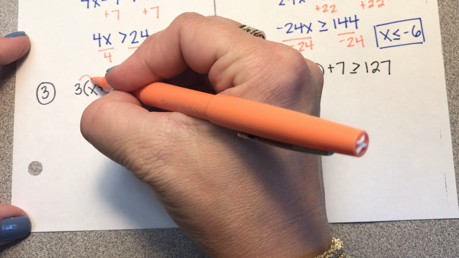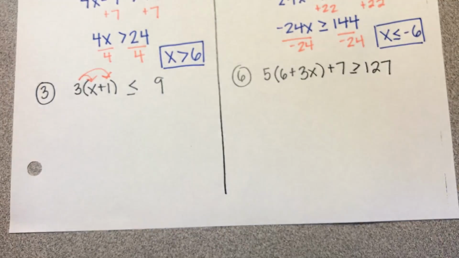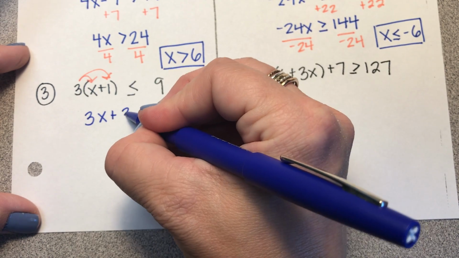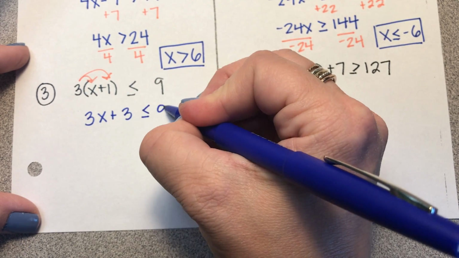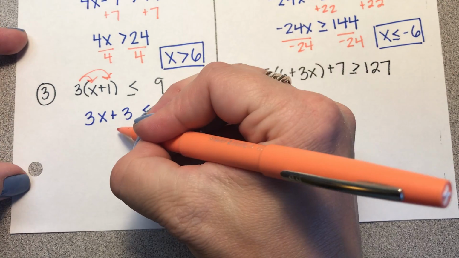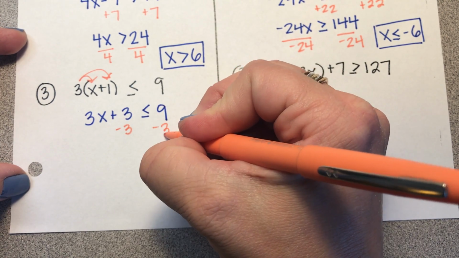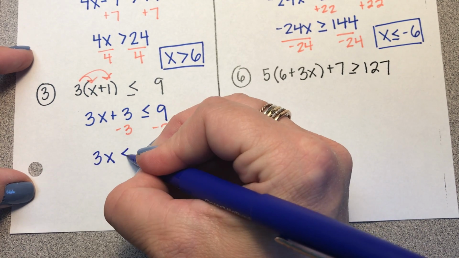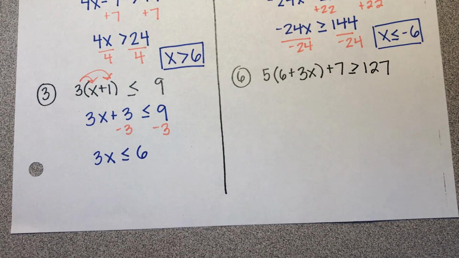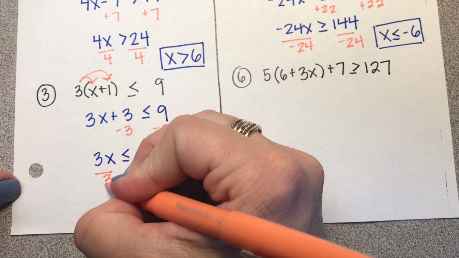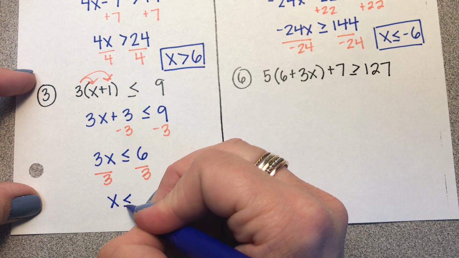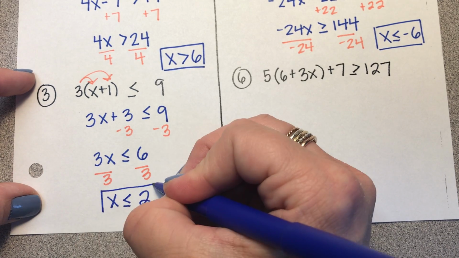Okay, number 3, distributive property first. 3 times x is 3x, plus 3 times 1 is 3. That's less than or equal to 9. Now I'm going to subtract 3. So I have 3x is less than or equal to 6. Divide both sides by 3. And x is less than or equal to 2.